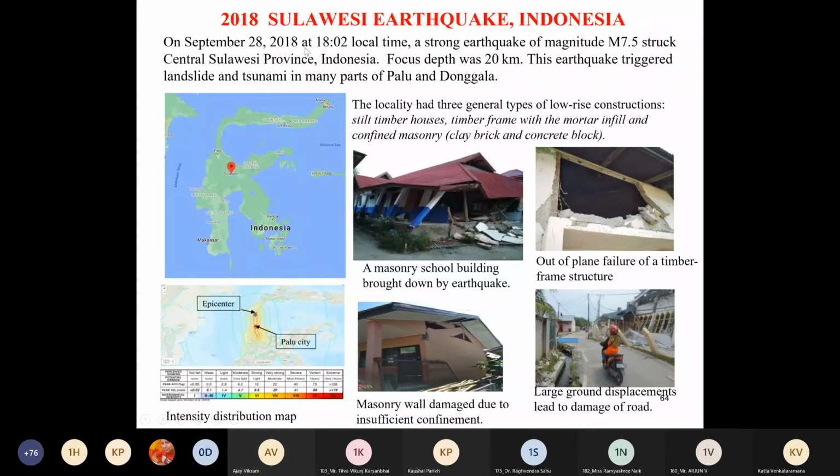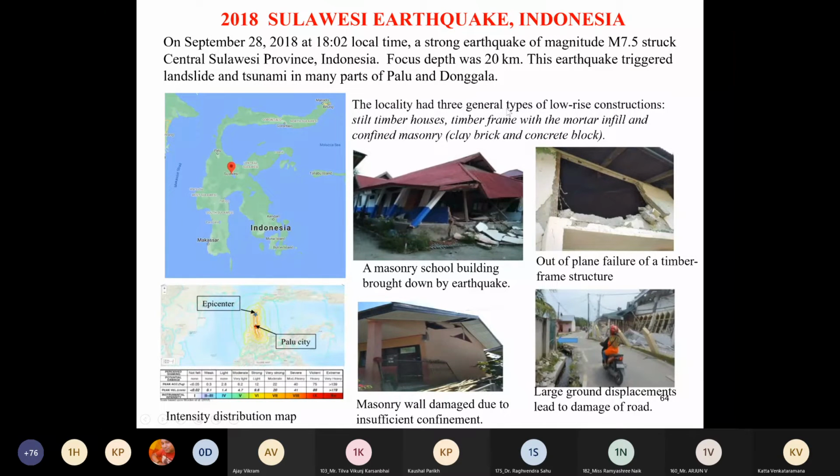Then this is the Indonesia earthquake, the 2018 Sulawesi earthquake in Indonesia. On September 28, 1802 local time, a strong earthquake of magnitude 7.5 struck central Sulawesi province in Indonesia. Focal depth was 20 kilometers. This earthquake triggered landslide and tsunami in many parts of Palu and Donggala region. This is the Palu region here. Intensity distribution map is shown here.